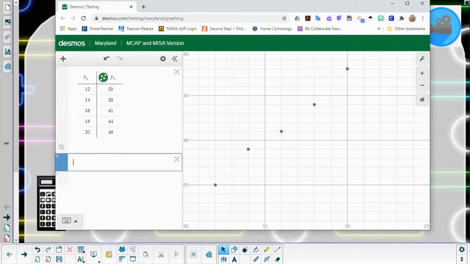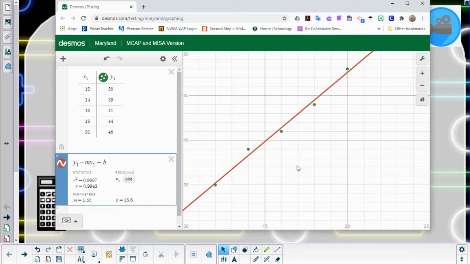If I want to find my line of best fit, I have to come in here and type y1, then that squiggly, mx1 plus b. And then it gives me all of the information that I need. Here's my slope and my y-intercept, so I'm able to write my equation. It also gives me my R value, or my correlation coefficient.